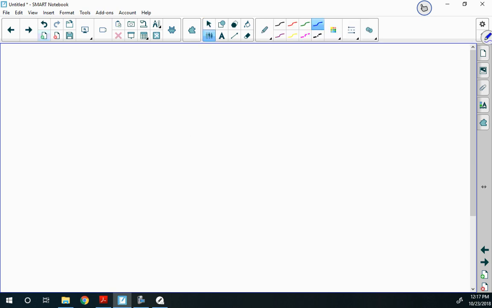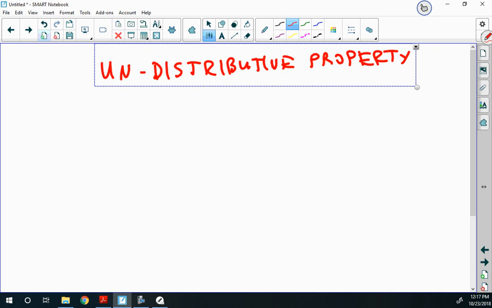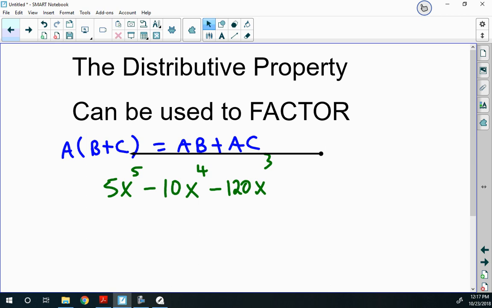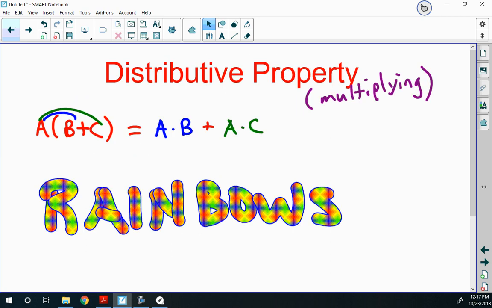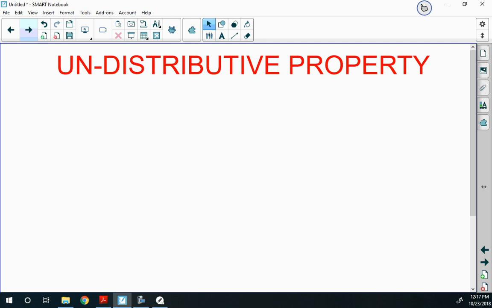There's something called the undistributive property. Well, it's actually not a thing, and it's not called that, but we're going to make it. We're going to unpack this and figure this out. We're going to make the undistributive property a thing. If the distributive property involves multiplying, the undistributive property is going to involve what? Unmultiplying.